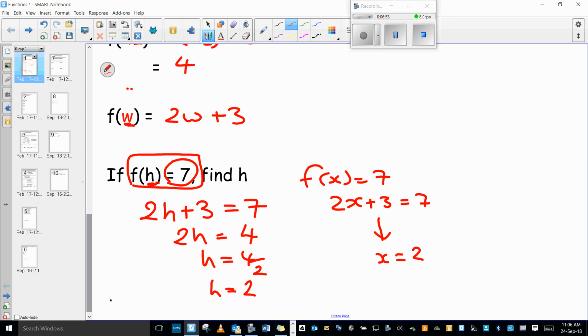What is h equals 4? Because I subtracted 3 from both sides. And then this is 4 divided by 2, because I divided both sides by 2. Okay?